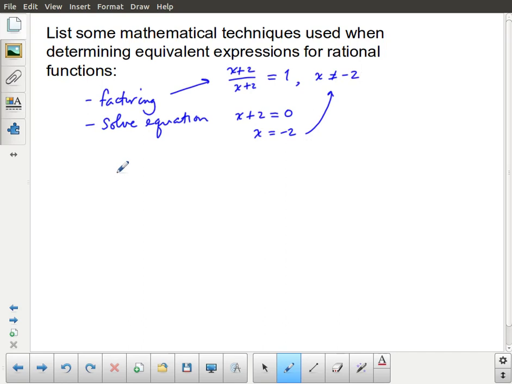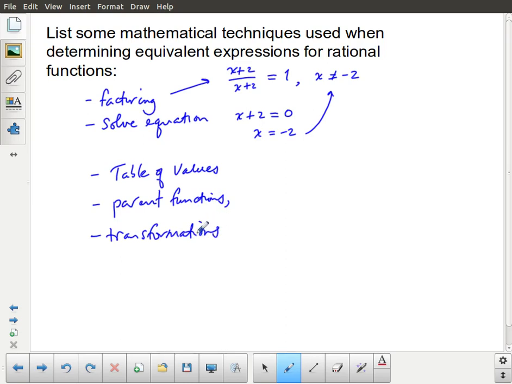What else did we do? We could have used a table of values, and we actually did use a table of values at the beginning. And what were some of the other skills that we made use of here? We made use of parent functions and transformations. And there may be others. This is really just a question to get you thinking about what are some of the things that we did to lead up to those various graphs that we showed.